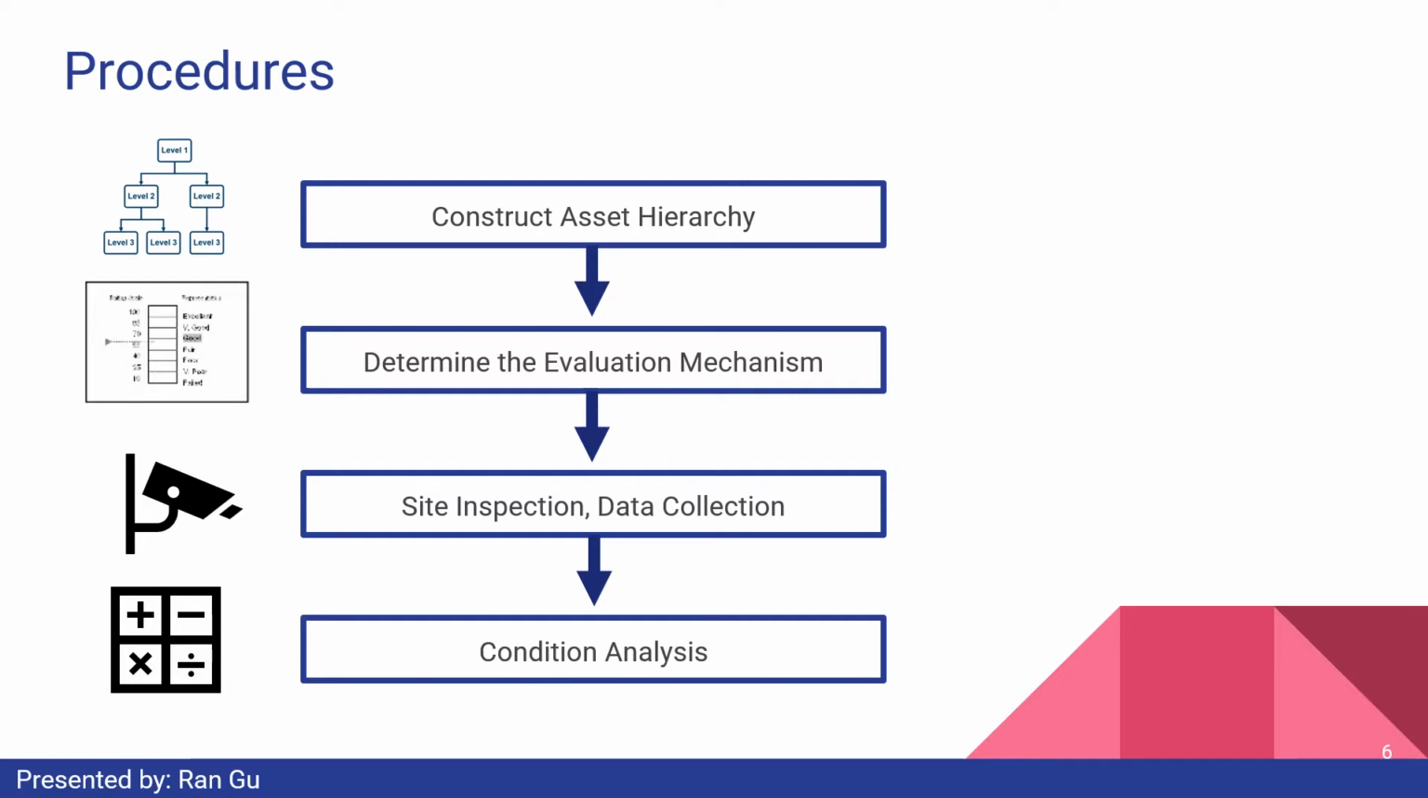Hello everyone, my name is Ran Gu, and now I'm going to deliver the process of the condition assessment. Based on research among the different facilities and infrastructures, the procedures of condition assessment can be generally summarized in the following 4 steps. The first step is to review all the information and construct the hierarchy of the assets. The second stage is determining the evaluation mechanism of the assets. The third stage is field inspection and data collection. And the last step is condition analysis.